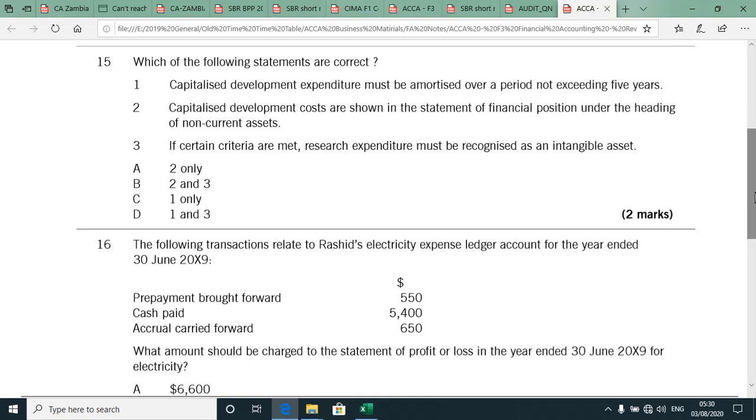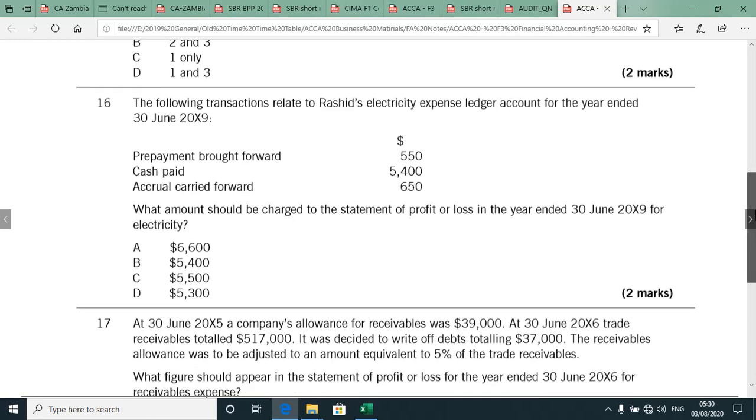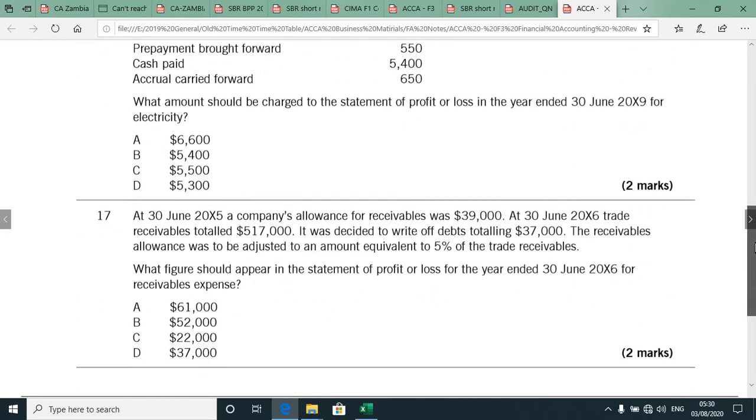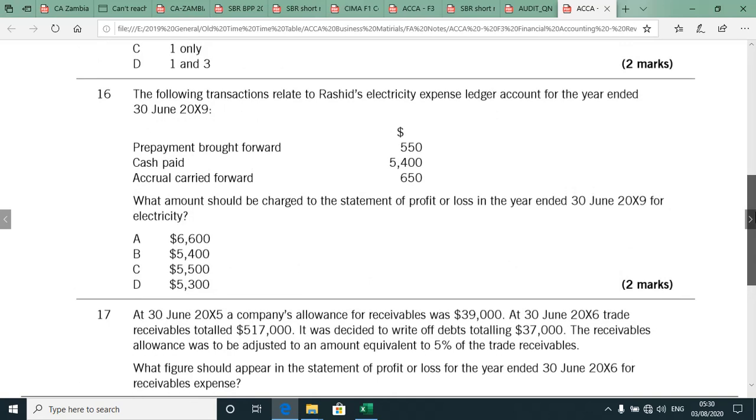I think the word certain is ambiguous. It's supposed to be a complete parrot criteria met. And so I'd like to go for 2 only, which is A there. Okay, interesting. Do I have the time for 16 and 17? Let's see if we can just do those quickly and then we shall close.